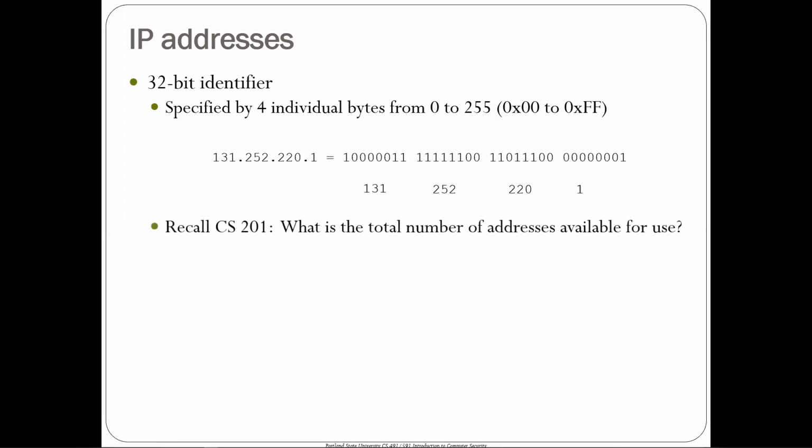So given that there are 32 bits, what are the total number of addresses available for use? Well, actually, this is old. In CS 201, we teach that as a 32-bit architecture. It's been 5 years since I've taught 201. Now it's 64-bit, but 32 bits is basically 4 billion addresses.